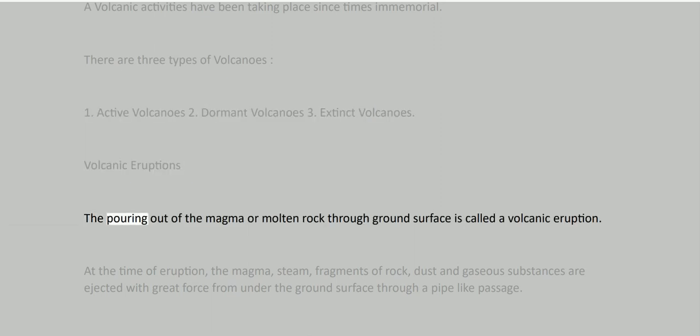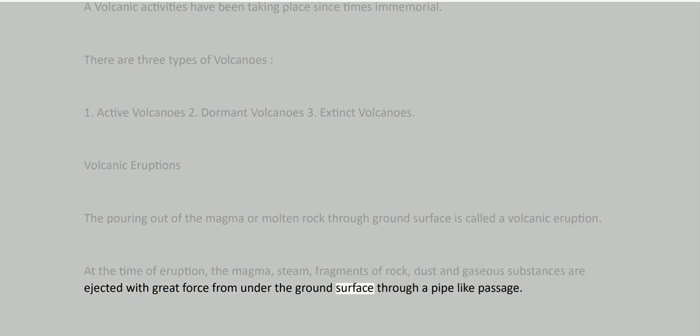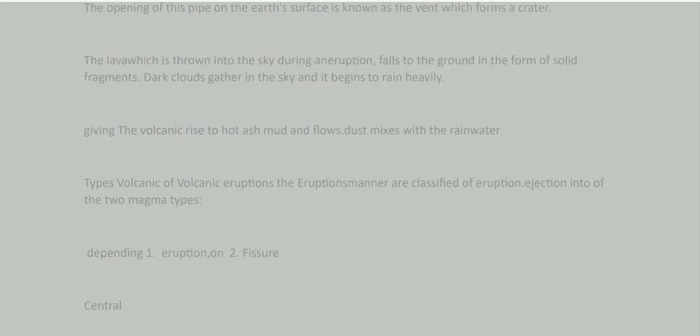Volcanic eruptions: the pouring out of the magma or molten rock through the ground surface is called a volcanic eruption. At the time of eruption, the magma, steam, fragments of rock, dust and gaseous substances are ejected with great force from under the ground surface through a pipe-like passage. The opening of this pipe on the Earth's surface is known as the vent, which forms a crater. The lava which is thrown into the sky during an eruption falls to the ground in the form of solid fragments. Dark clouds gather in the sky and it begins to rain heavily. Dust mixes with the rainwater, giving rise to hot ash and mud flows.